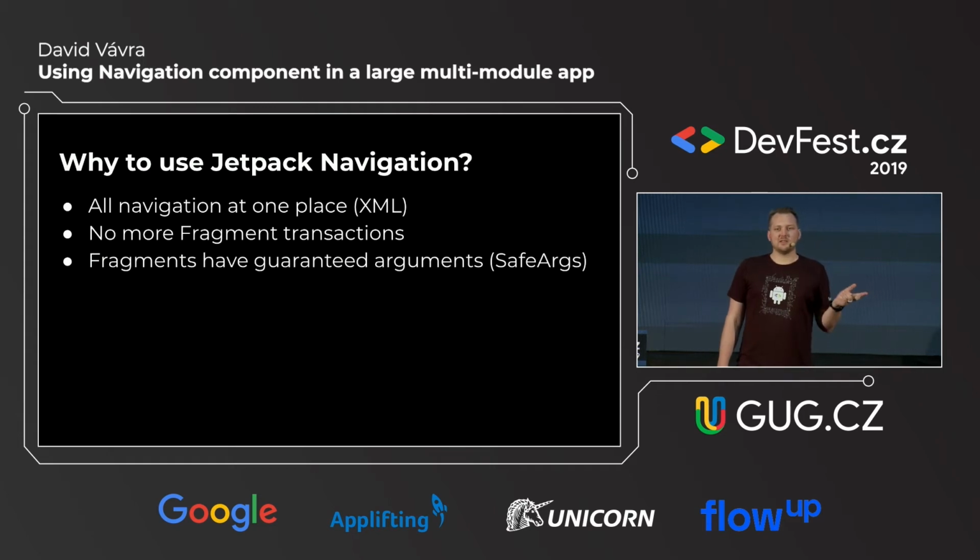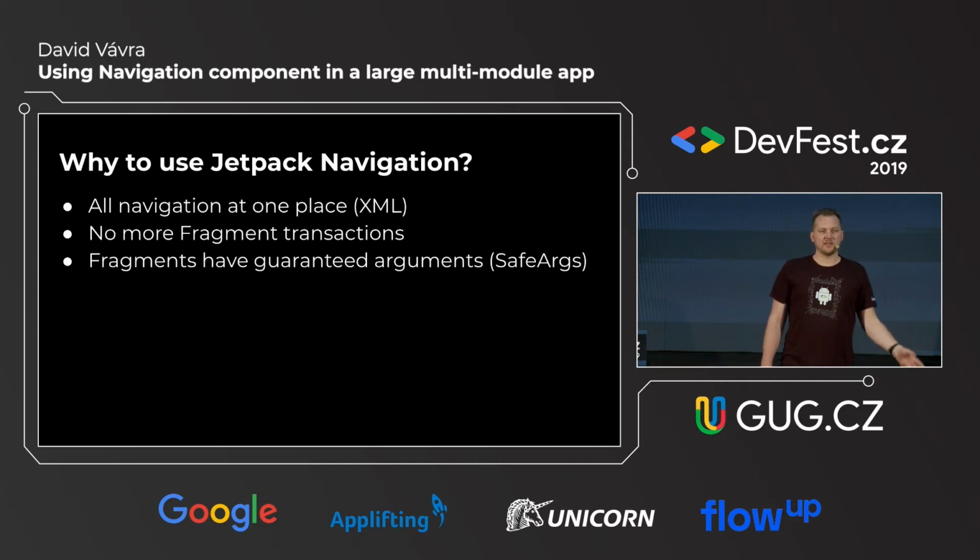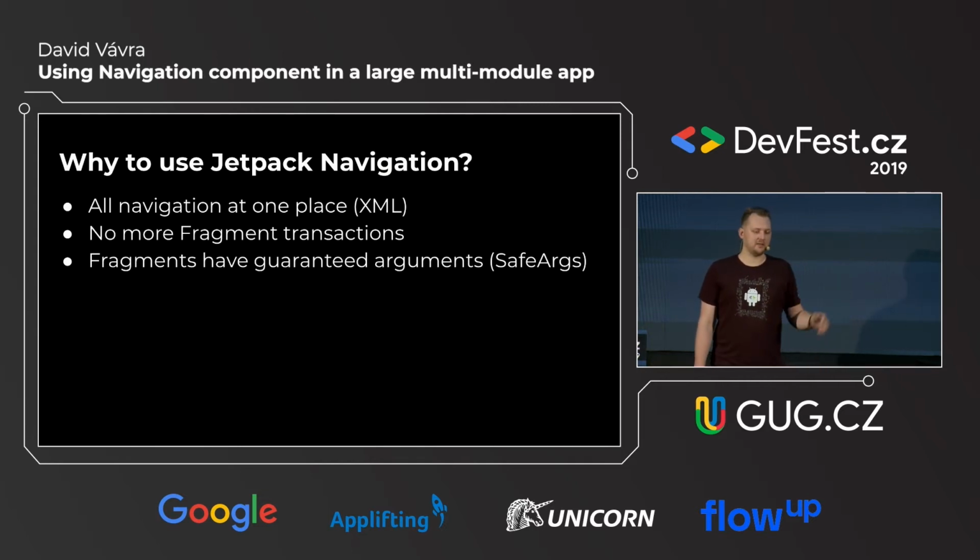Another pain with fragments is that it's not easy to pass arguments to a fragment. And also, it's not like type safe, that normally you can pass some arguments, but if the fragment expects something else, it will crash on runtime. So navigation components have this SafeArgs plugin, which will generate code for all the fragment arguments. And this time you will have compile time check that all the fragments have the arguments they need.